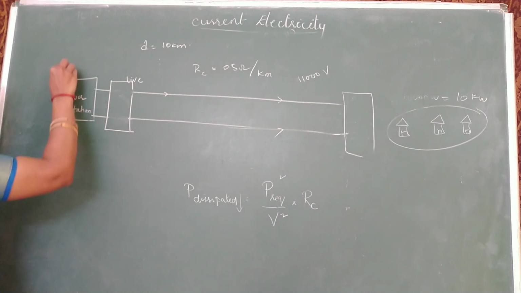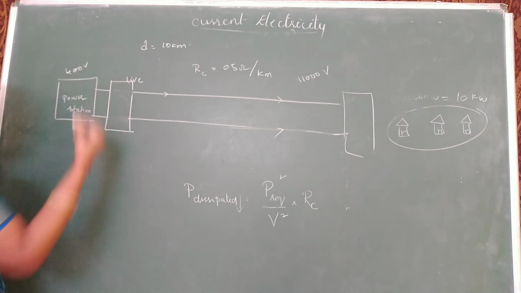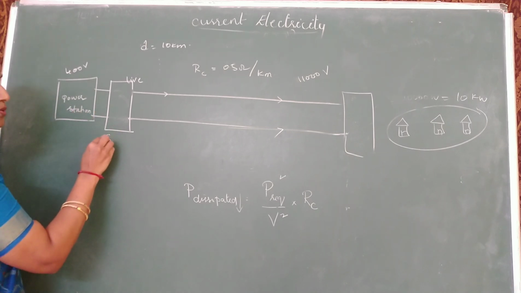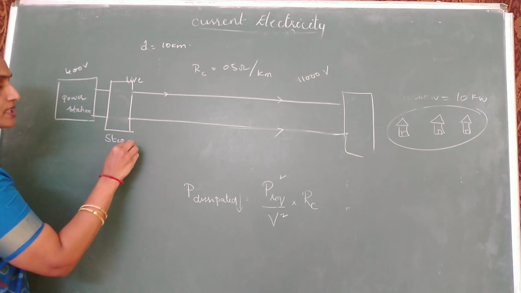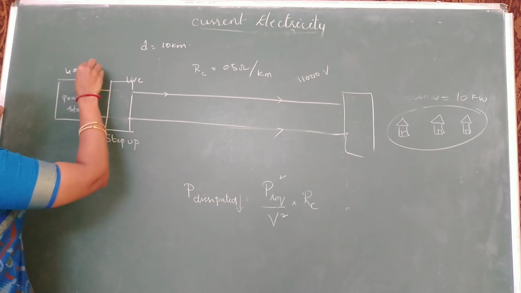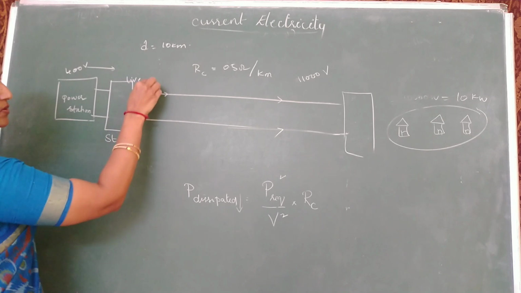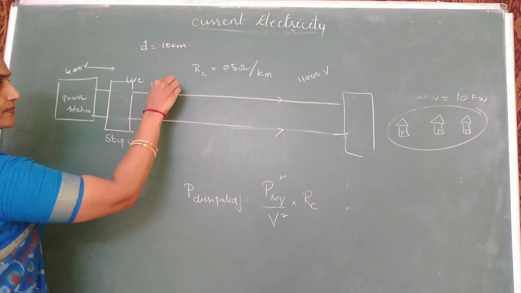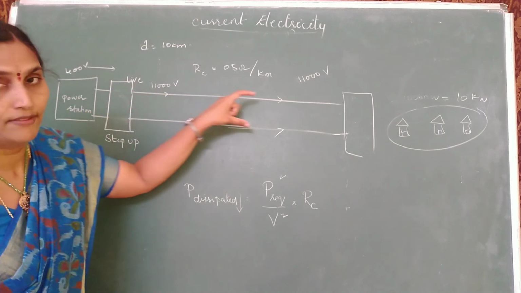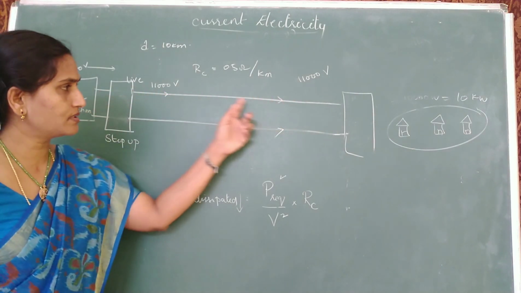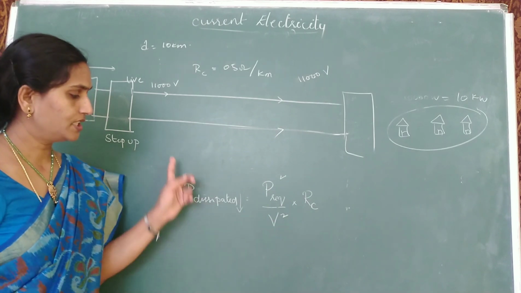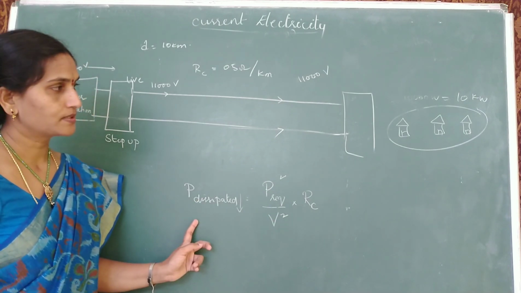They produce around 400 volts. We require 220, but they are producing 440. And here they use a transformer called a step-up transformer. So the step-up transformer increases the voltage from 4000 to 11,000 volts. And that 11,000 will travel. When 11,000 volts is passing through these wires, V has increased, so power dissipated has automatically decreased.